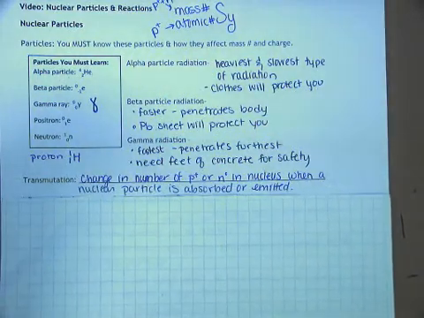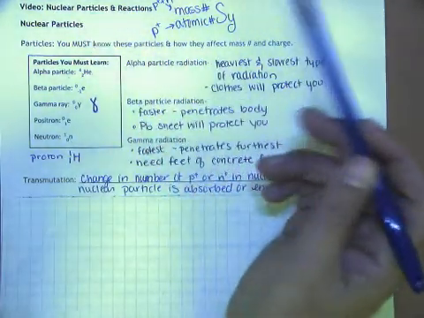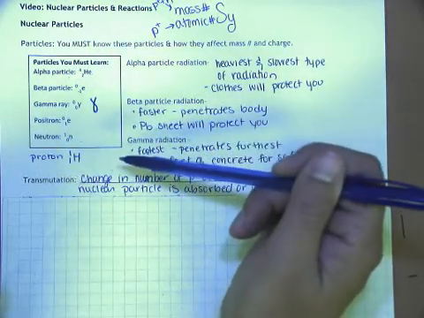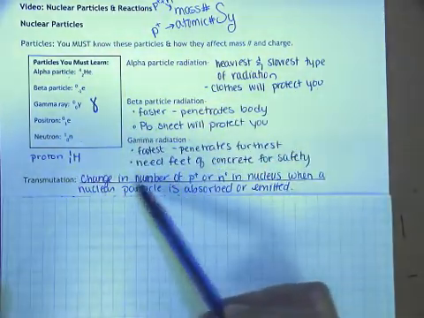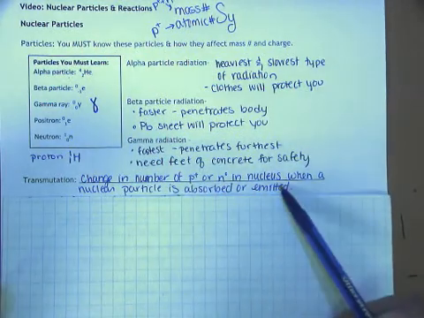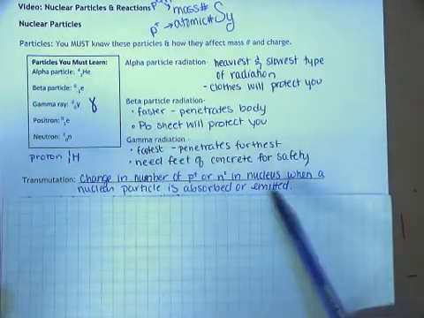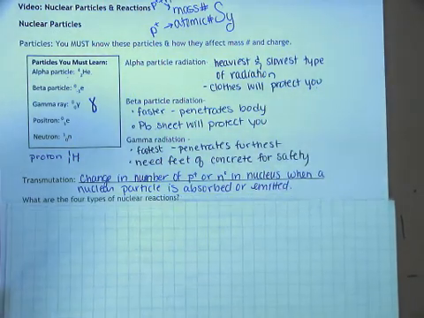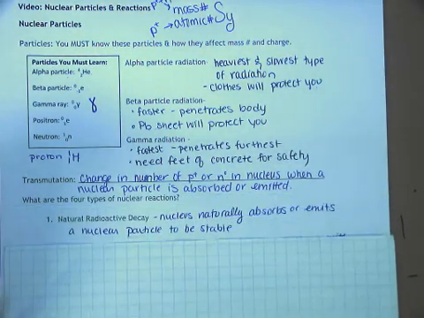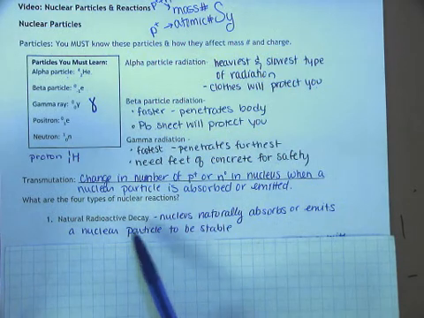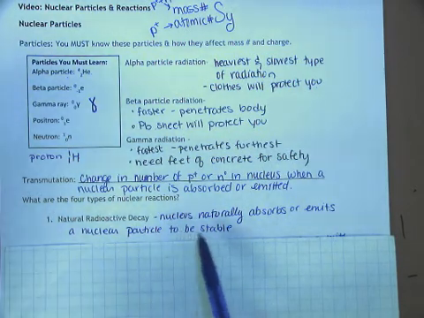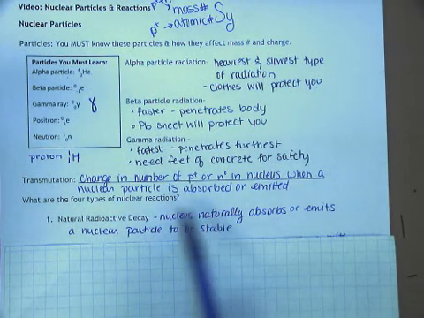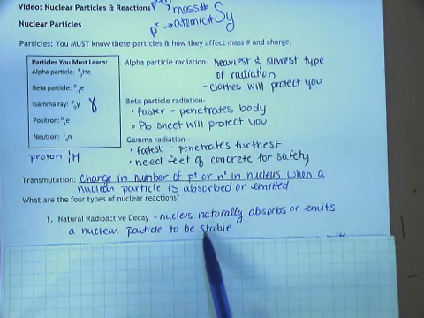When we go through nuclear particles and we bombard another particle with one, we have a transmutation. Here we change the number of protons or neutrons in a nucleus when a nuclear particle is absorbed or emitted, and we'll look at that more in a minute. There are 4 types of nuclear reactions that we can have. We can have natural radioactive decay, where a nucleus naturally absorbs or emits a nuclear particle to be stable. And we'll see what kind of elements end up doing this.